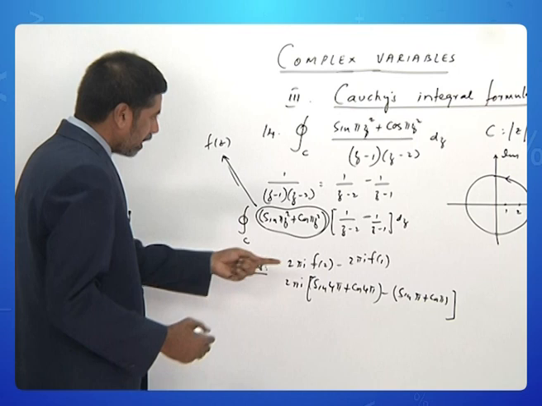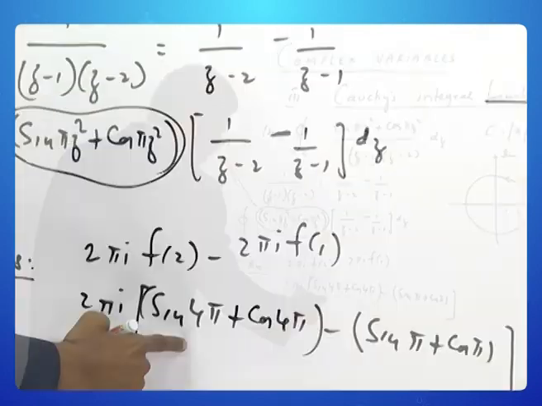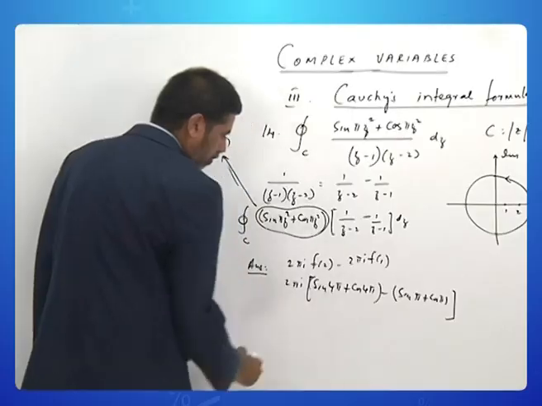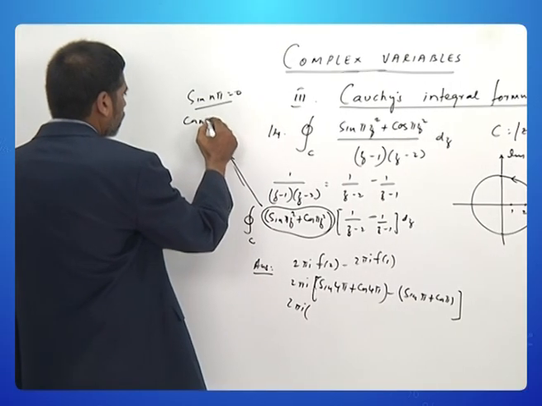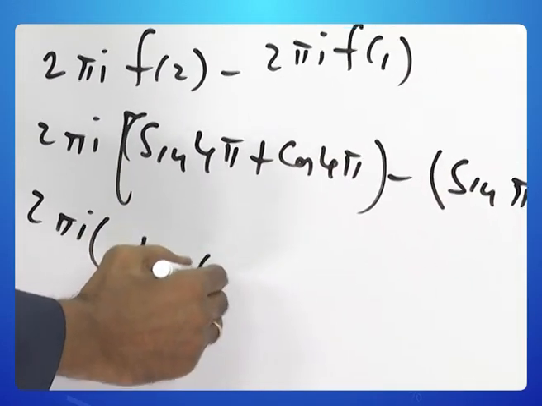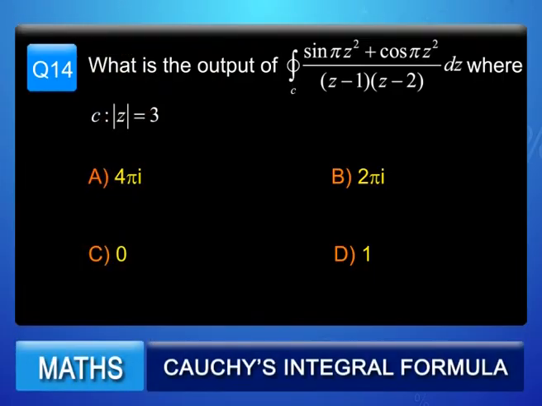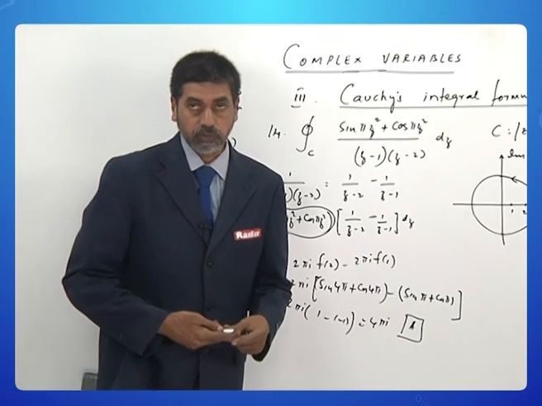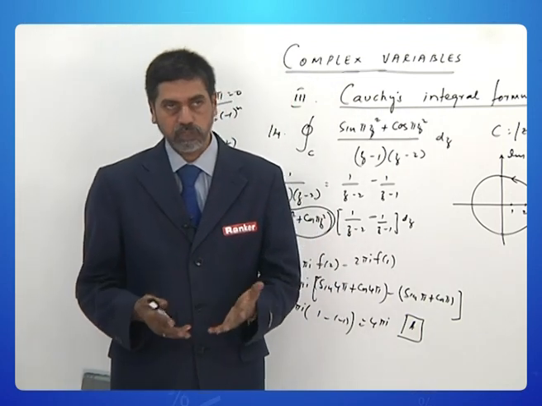Now, you know sin n pi is always 0. So, this will be 0, this will be 0. So, you will have 2 pi i into, you already know cos n pi is minus 1 to the power of n. So, this will be 1 minus of minus 1. So, this will be 4 pi i. And you will find that the correct option for this problem is A. So, this is another application of the Cauchy's integral formula, where both the singularities are inside, therefore, partial fractions becomes necessary. Let us go to the next question.